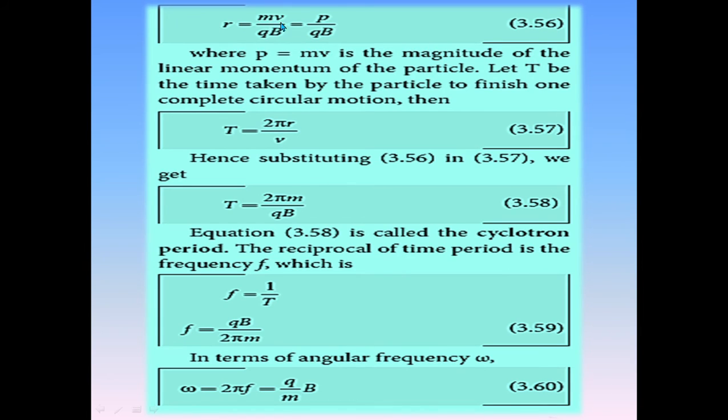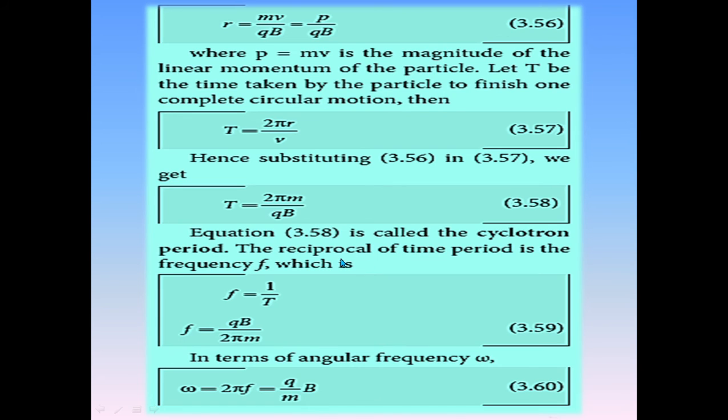Rearranging the earlier equation, v is equal to qBr divided by m. Substituting the value of v in equation 3.57, we get 2 pi r divided by qBr divided by m. The r cancels and m goes to the numerator, so T is equal to 2 pi m divided by qB. Equation 3.58 is called the cyclotron period.